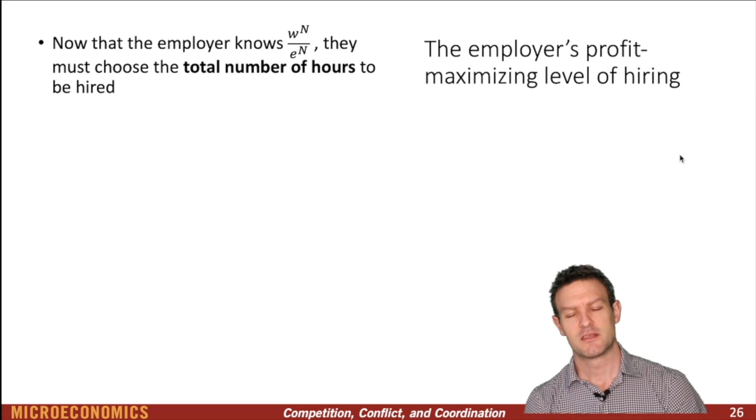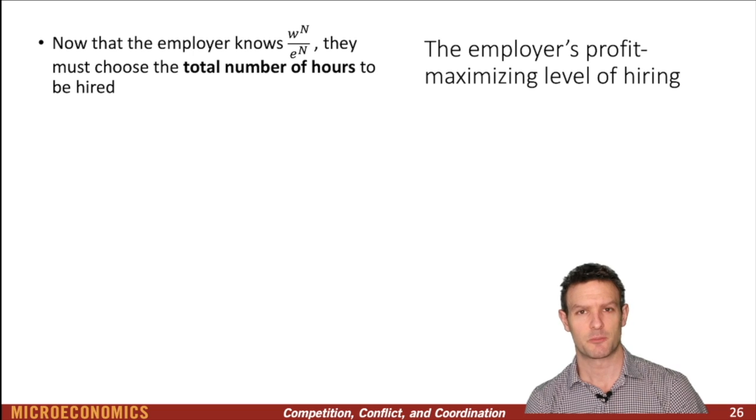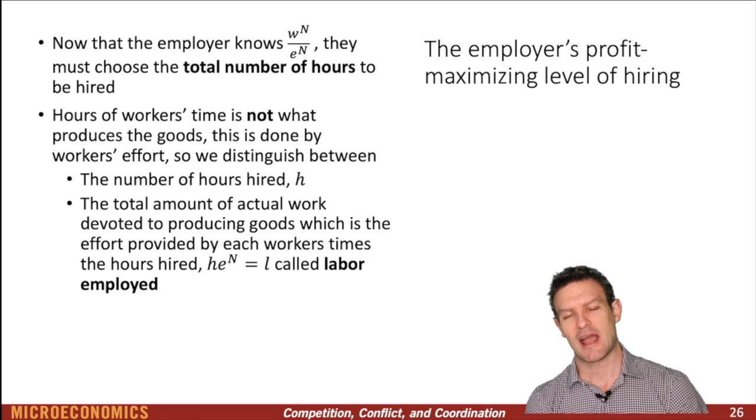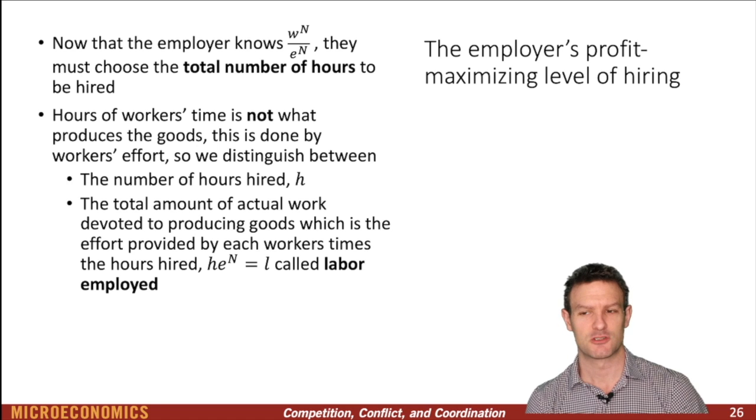So the employer knows the combination WN over EN. That's the wages that they're paying for the effort that they're receiving at the Nash equilibrium. So having done that, they need to determine the hours, like I've said. The hours of the worker's time, that is not what produces goods, right? The effort is what produces the goods.